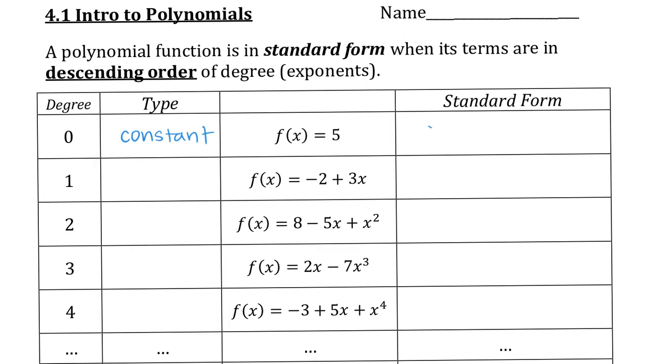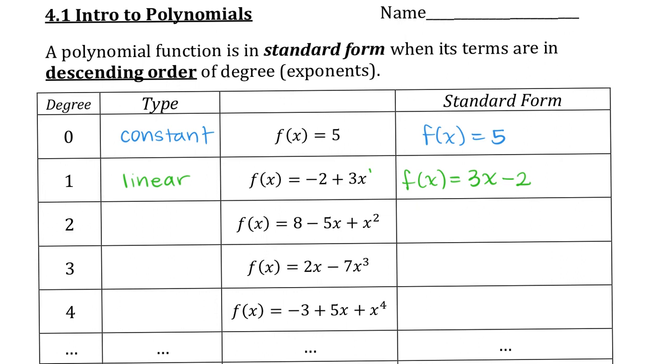Standard form is highest to lowest. In this case, there's only one term, so it's going to stay at f of x equals 5. Okay, degree 1 means the exponent is a 1. So for this example function here, the highest exponent is 1 with the x, and this is technically x to the 1. If you graph this, it makes a line. It's in slope-intercept form, so degree 1 is linear because it makes a line. If I change this to standard form, I need to put the highest exponent first, which is the 3x, and then the lowest last. So that's the -2. And watch your signs.